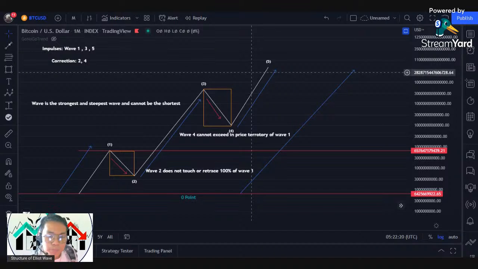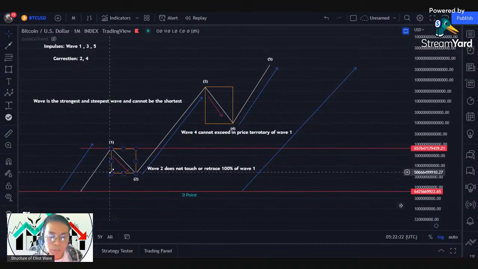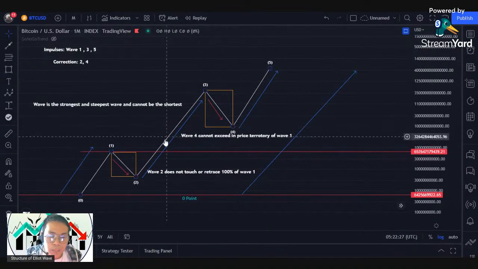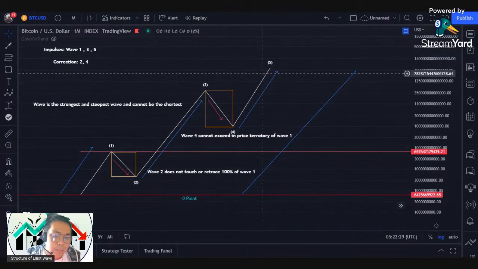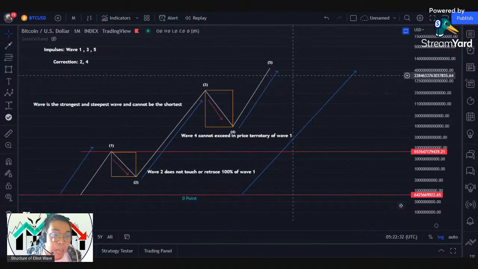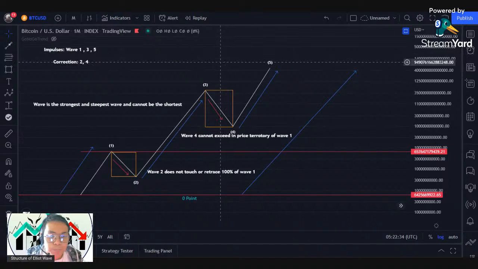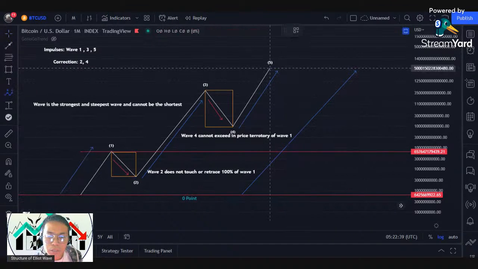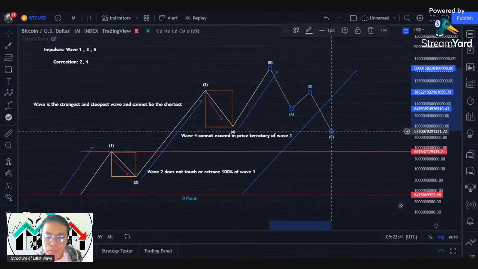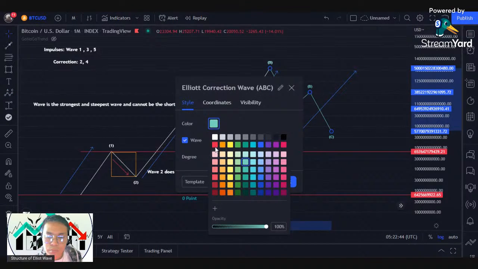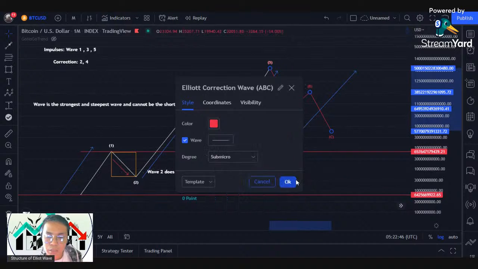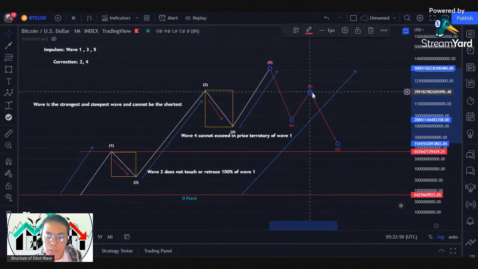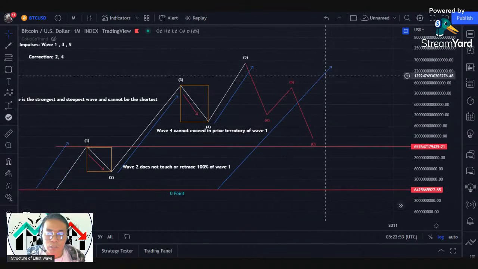Okay, now this is the structure of the market. Okay, so if you can see, after this wave, what will happen? Okay, after these 5 waves, what will happen in the market? You think we will have a basic correction. It's just like this. It will have a basic correction. So this is the basic structure of the market.